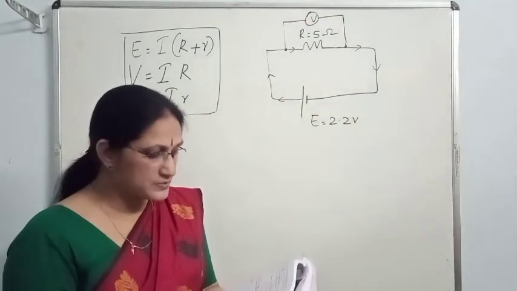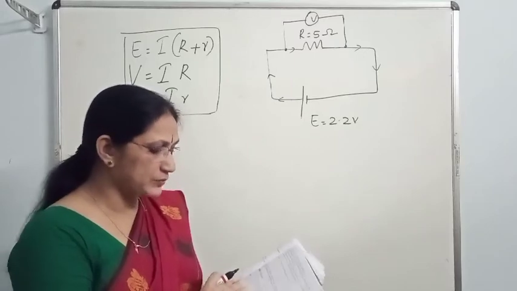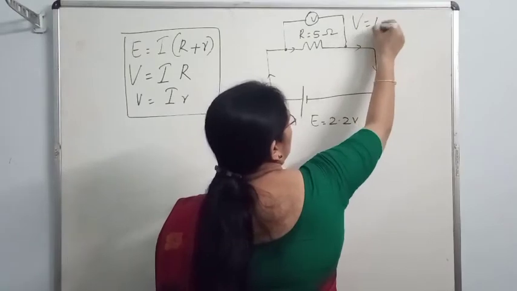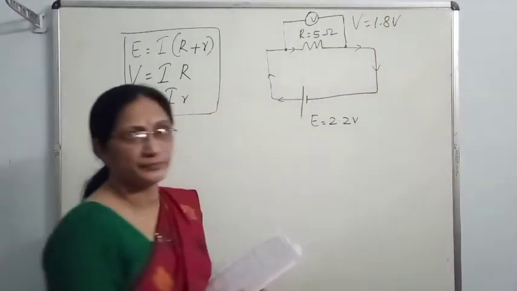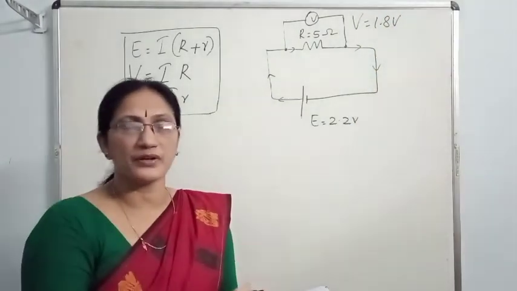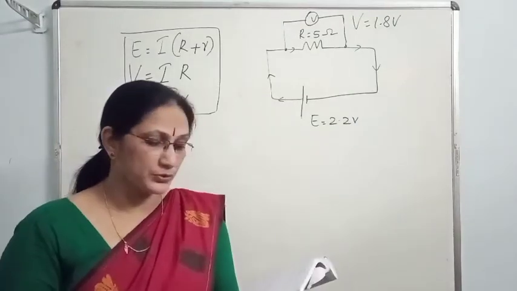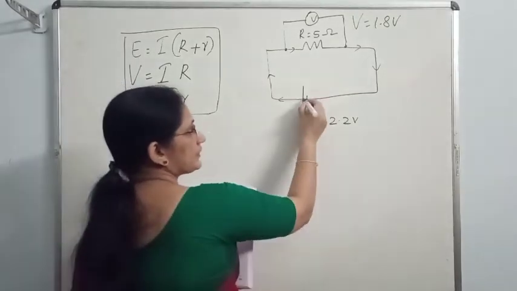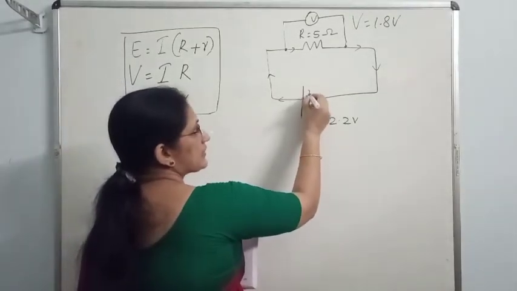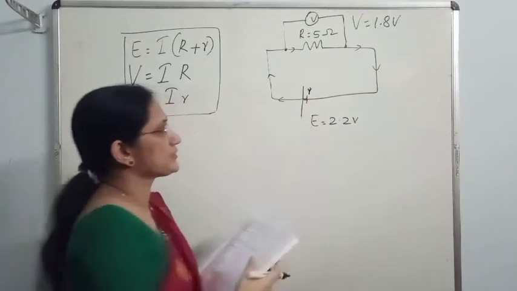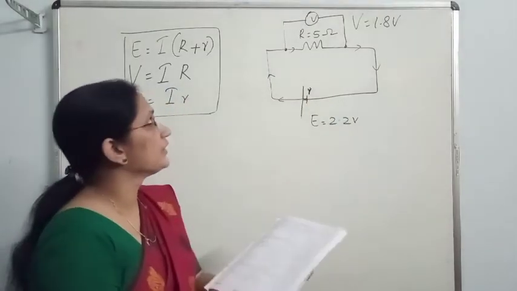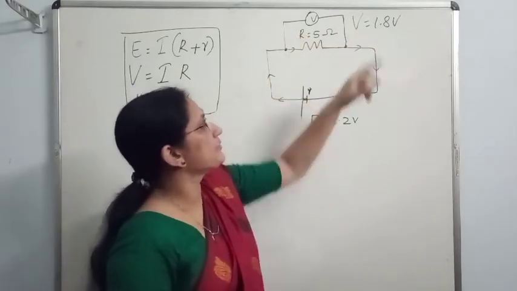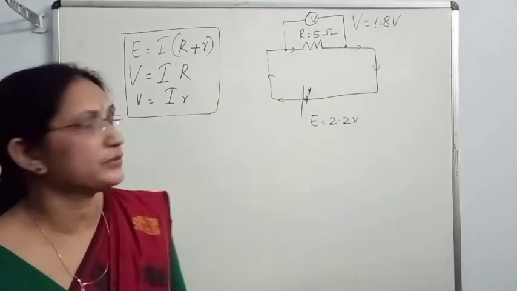So when you connect this voltmeter, the reading shown by the voltmeter is 1.8 volt. That means capital letter V is 1.8 volt. Terminal voltage is 1.8 volt. EMF is 2.2 volt. Calculate the internal resistance of the cell. This cell has some internal resistance that you have to calculate. How to proceed? You have E value, R value and V value. Small letter r you have to find out.